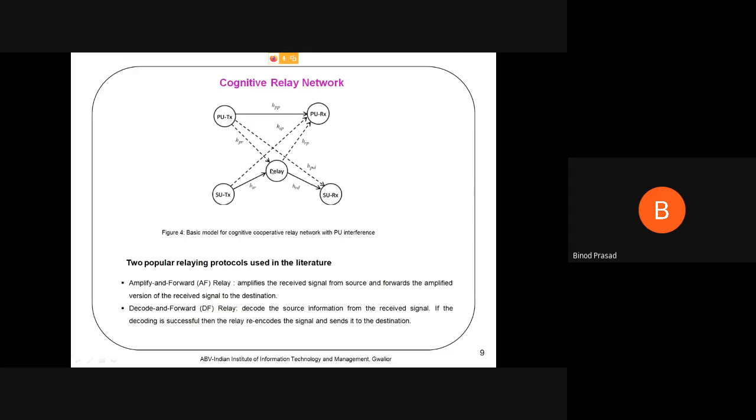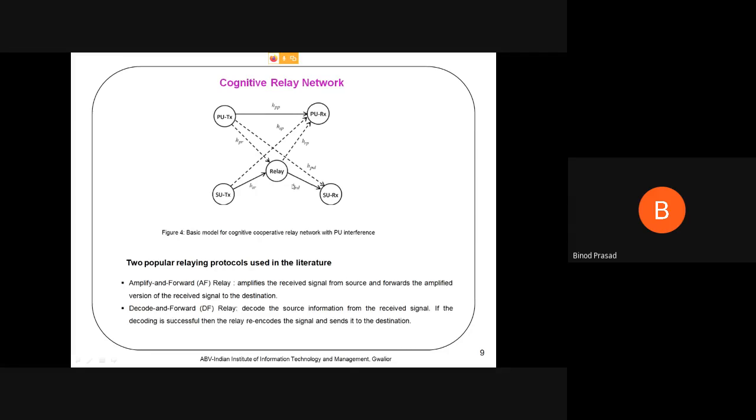But when it is transmitting, the relay also has to maintain its transmit power. Because when the relay is transmitting, it can also cause harmful interference to the PU receiver. So the relay is also supposed to control its power. And we are actually talking about this model under the underlay scheme, where both the users are supposed to utilize a given band.